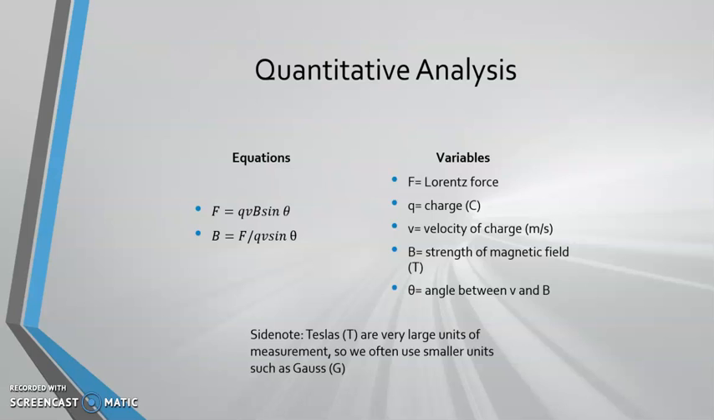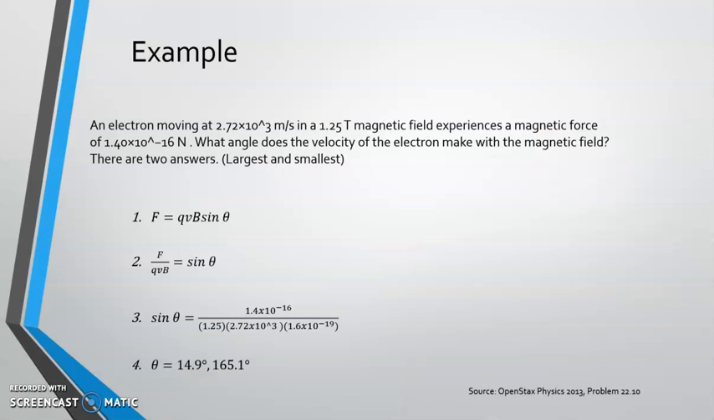So I thought it'd be a good idea to maybe go through a quick example of how to do a math problem using this equation. So this is just a problem from our homework from the OpenStax physics book. So let's go through and read it out. An electron moving at 2.72 times 10 to the third meters per second in a 1.25 Tesla magnetic field experiences a magnetic force of 1.4 times 10 to the negative 16 newtons. What angle does the velocity of the electron make with the magnetic field?